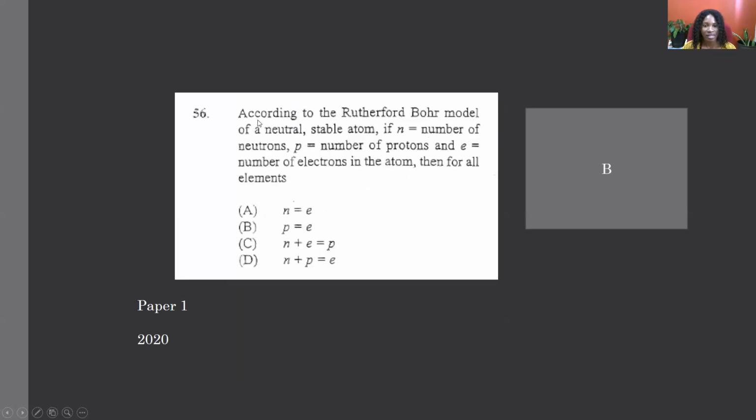All right, so it says, according to the Rutherford-Bohr model, if an atom has a neutral state, then the number of protons must be equal to the number of electrons. And so we have the answer there being B.